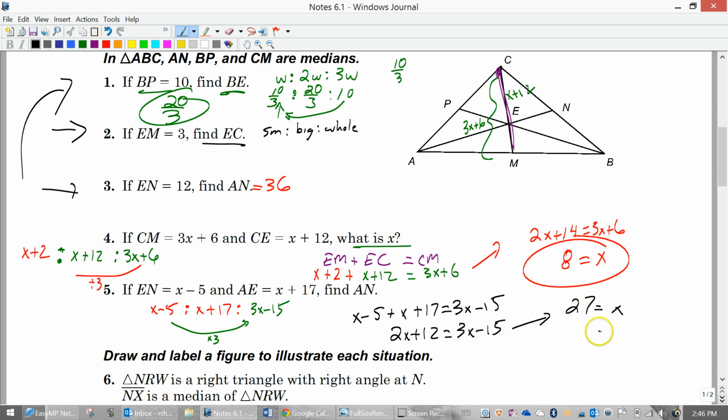Well, we want to know what AN is, so how do we find out AN? We've got to take that and put it into the expression for AN. So we do 3 times 27 minus 15, and we get 66.